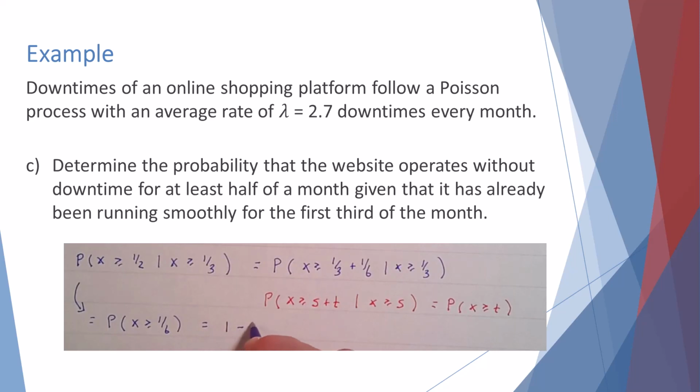Well, now this just equals 1 minus capital F of 1/6, which is equal to 1 minus e to the negative 2.7 times 1/6. And we find this is approximately equal to 0.6376.